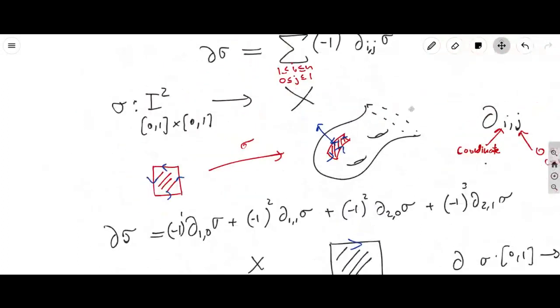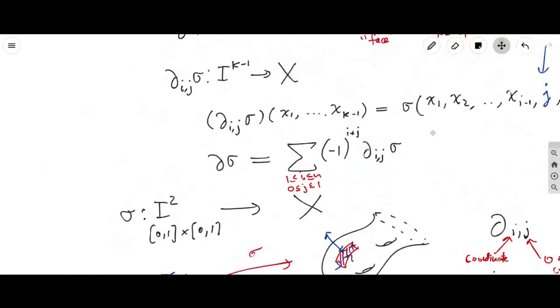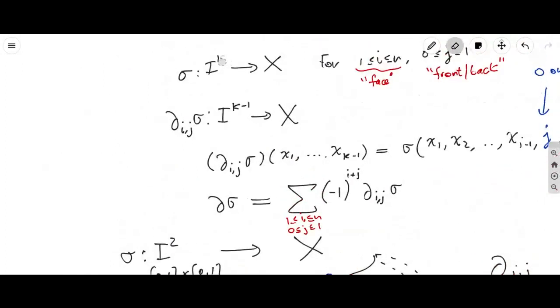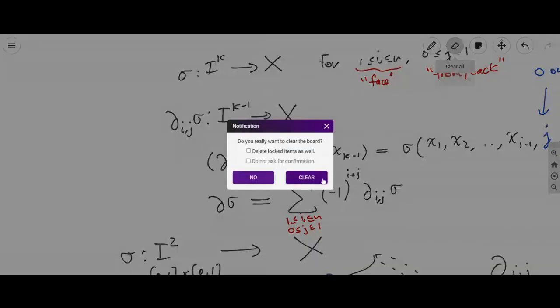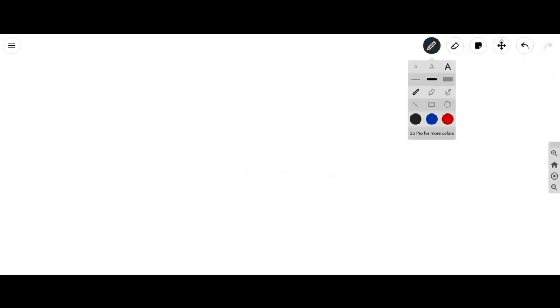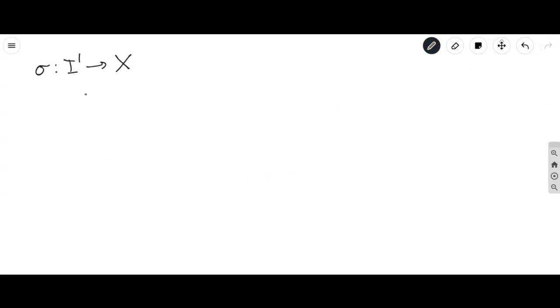And as I remarked, when you do it when k is equal to 1, then you get something that does not exactly make sense. So you have to treat it as a special case. Whereas when you're working with simplices, you do not have to treat a special case. But let's just see what happens if sigma is from I1 into x.